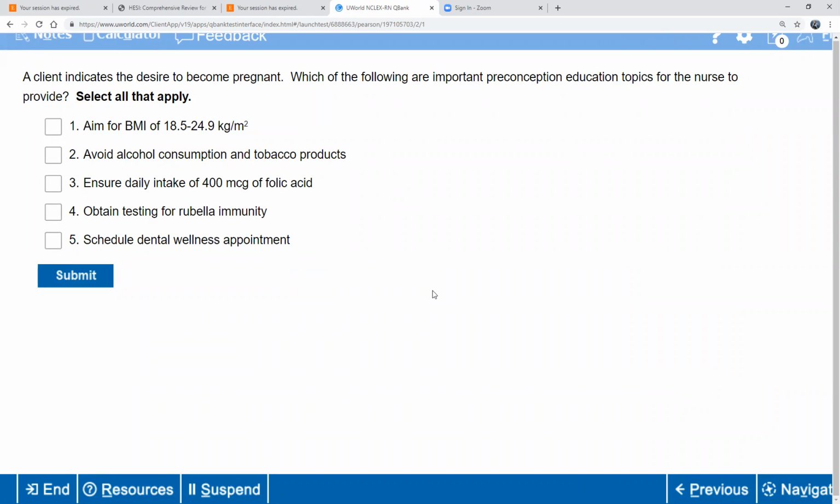A client indicates the desire to become pregnant. Which of the following are important preconception education topics for the nurse to provide? So, avoid alcohol, and so aim for BMI. Okay. 40, I think. I don't know. Okay. I think all of them look good.